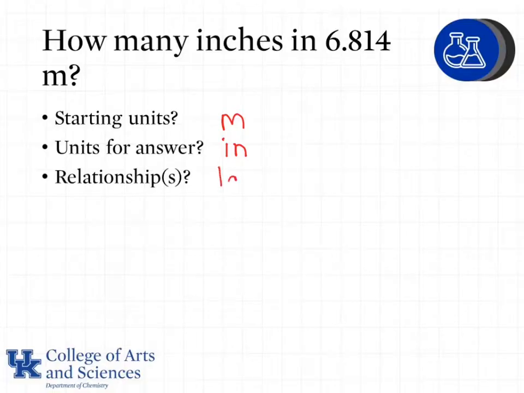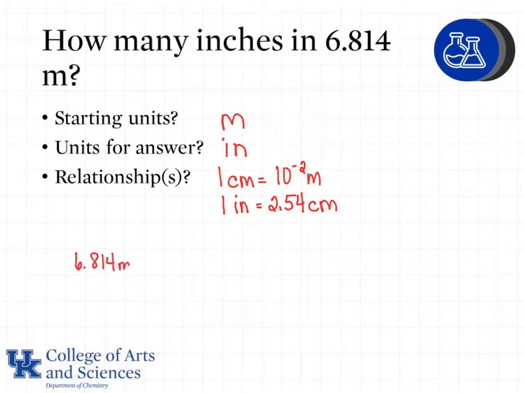So we know that 1 centimeter equals 10 to the minus 2 meters, because we put our 1 with the prefix and put the meaning with the base. We also know that 1 inch equals 2.54 centimeters. Sometimes you might write down a relationship that you don't end up using, and that's okay.